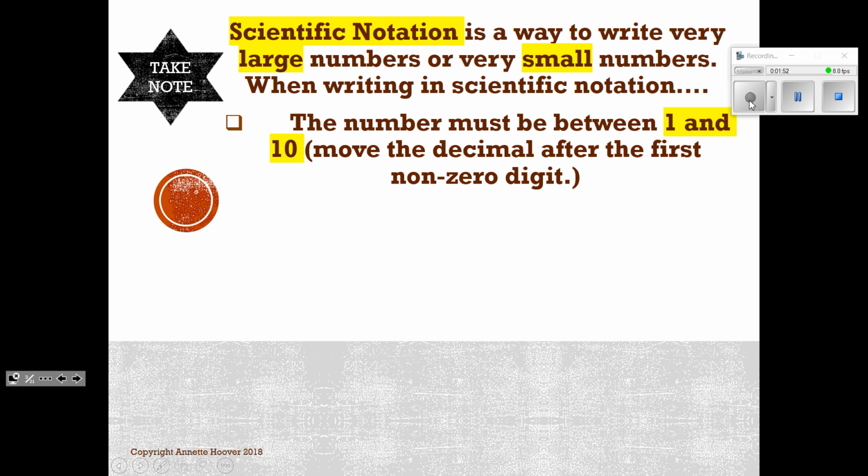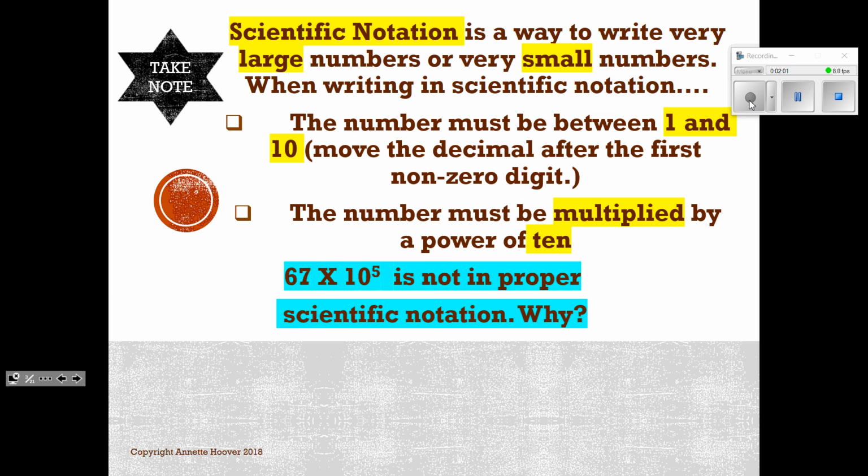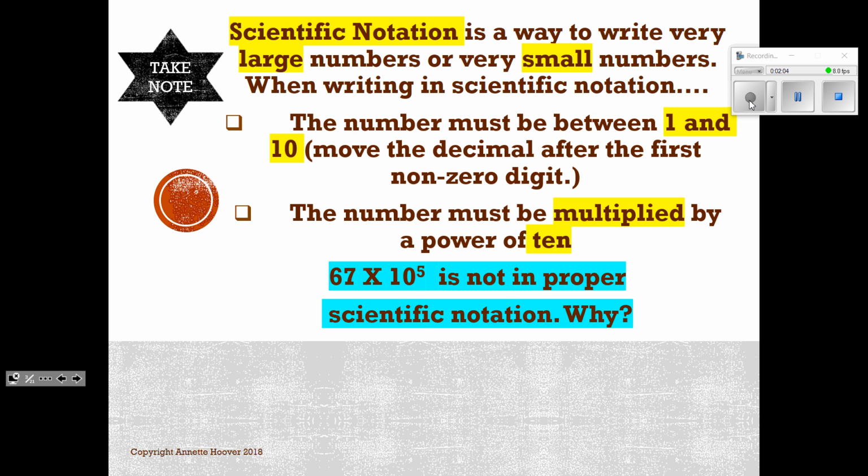Also, when writing in scientific notation, the number is always going to be multiplied by a power of 10. And we're going to look at that in just a minute. Now, if you look at this example right here, 67 times 10 to the 5th power, this is not written correctly in scientific notation, and the question is why? Well, if you look back at the first thing, the number must be between 1 and 10, and this number is 67.